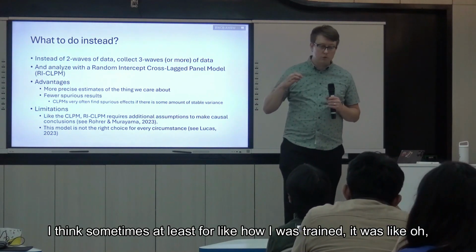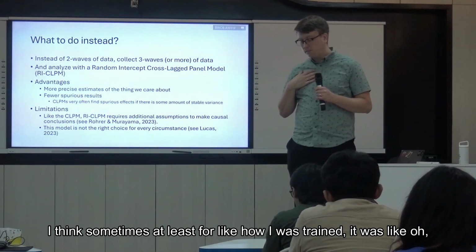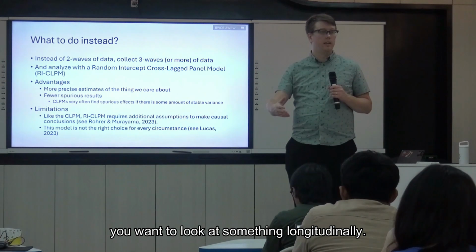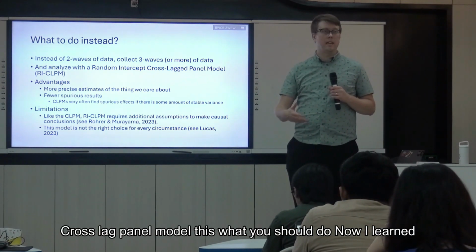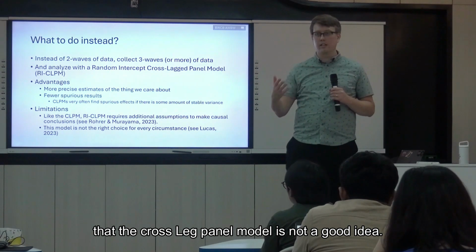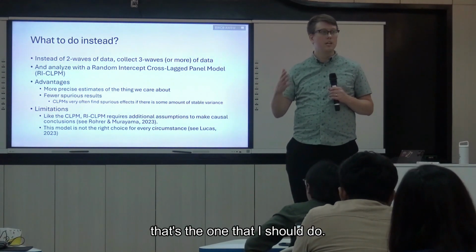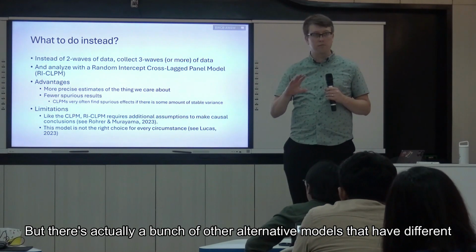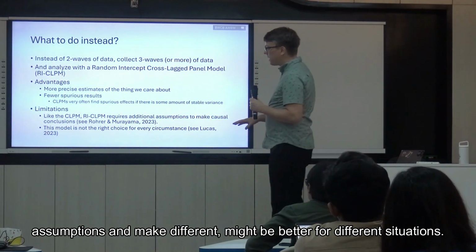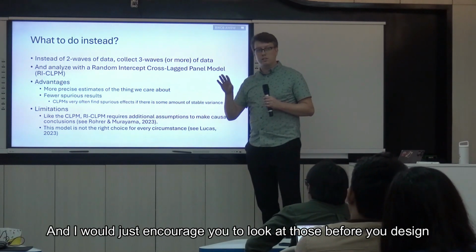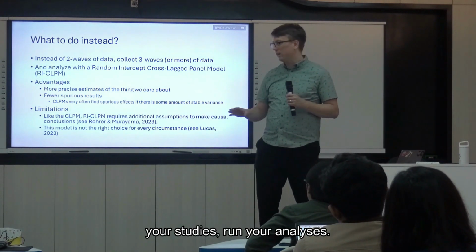I think sometimes, at least for how I was trained, it was like, oh, you want to look at something longitudinally, cross-lagged panel model, this is what you should do. Now I learned that the cross-lagged panel model is not a good idea, so then I'm like, oh, the random intercept cross-lagged panel model, that's the one that I should do. But there's actually a bunch of other alternative models that have different assumptions and might be better for different situations. And I would just encourage you to look at those before you design your studies and run your analyses.